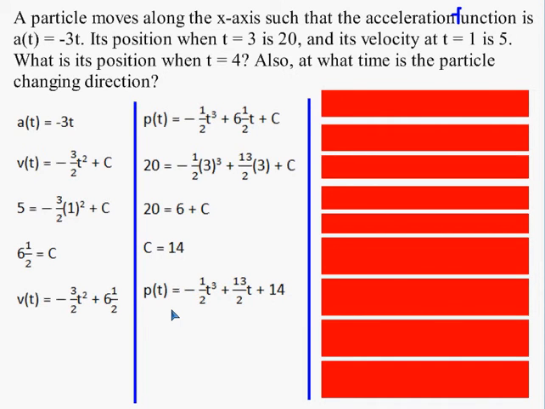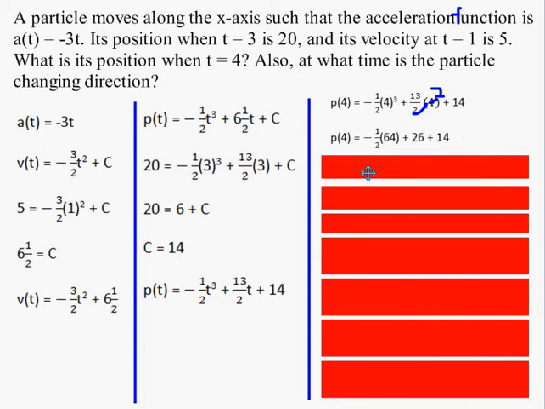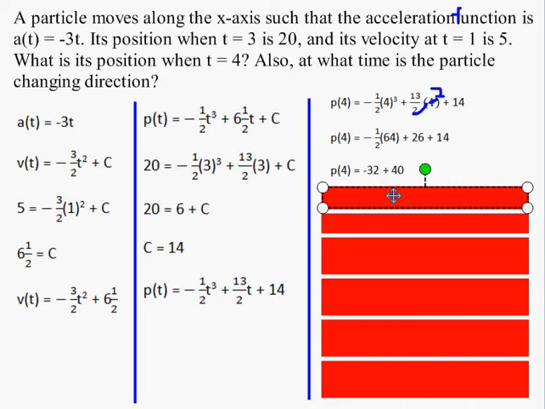So what's the position when time is 4? All we're going to do is plug 4 in here for the time into our position function. Simplifying that, 4 cubed is 64. Half of that is -32. Here we can do some canceling. It's going to be 2, so we'd have 26 plus the 14. So there I added the 26 and 14 is 40. This part is -32, which gives us the position at 4 is 8.